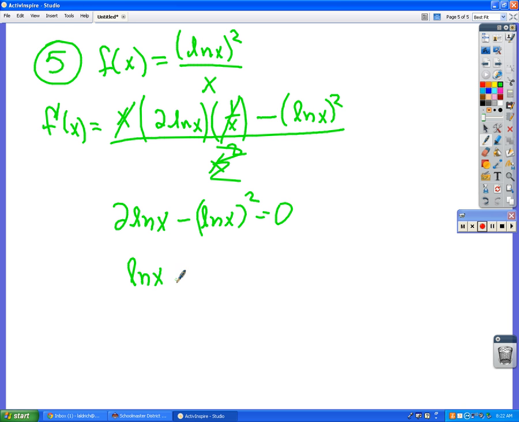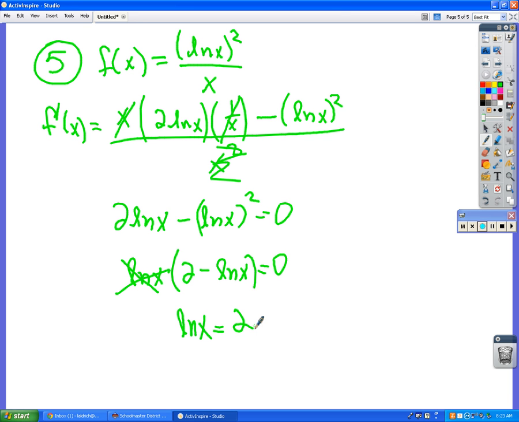Factor out a natural log of x. That leaves me 2 minus natural log of x equals 0. So either this part has to equal 0, or this part has to equal 0. Can the natural log of x ever equal 0? No, because this is saying e to the 0 equals x, whatever. You can't ever do that. So that's out. So the natural log of x must equal 2.